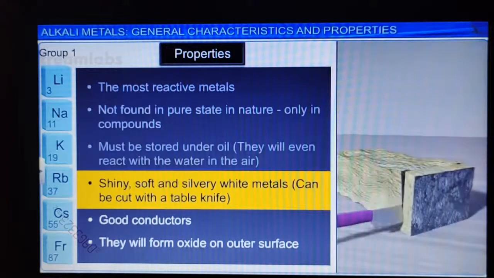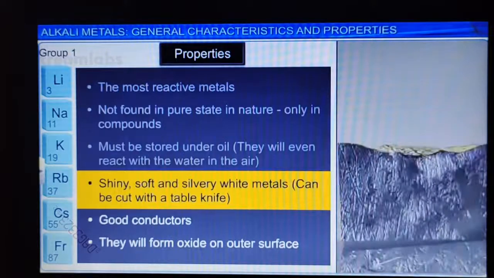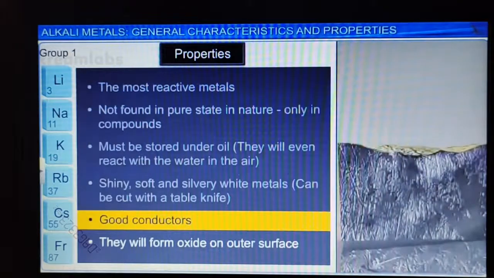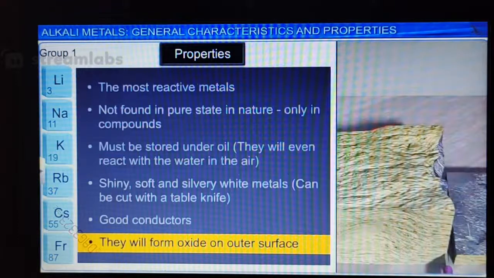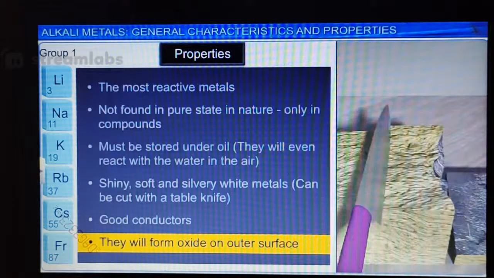Just to make it a little more non-boring, I'm using the video again. We have discussed all these points. So this is what we're talking about. Simple. It can be cut with a knife, oxide layer, and so on. So many things.